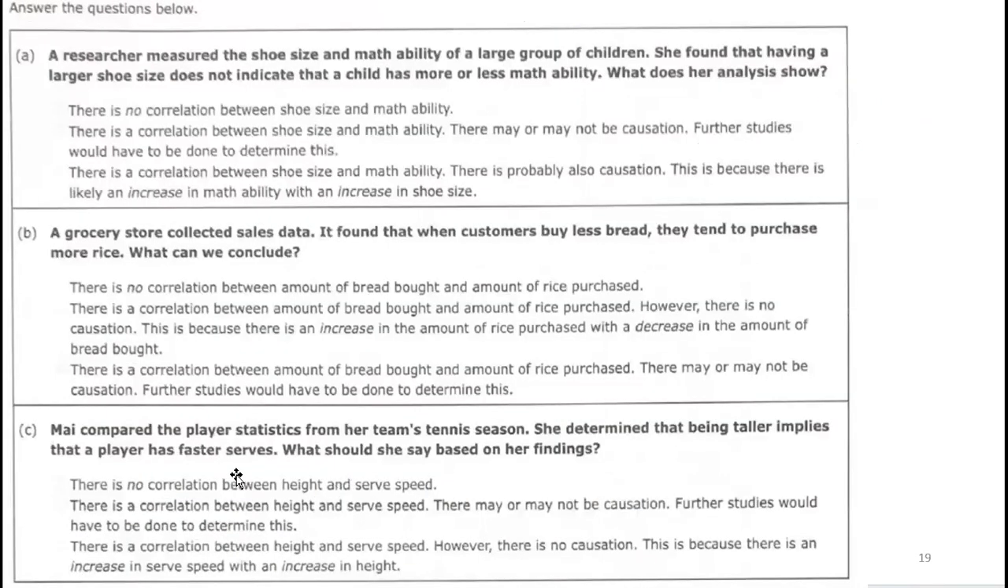Okay, the last one. This one is talking about whether there is a relationship: correlation versus causation. Correlation does not imply causation.